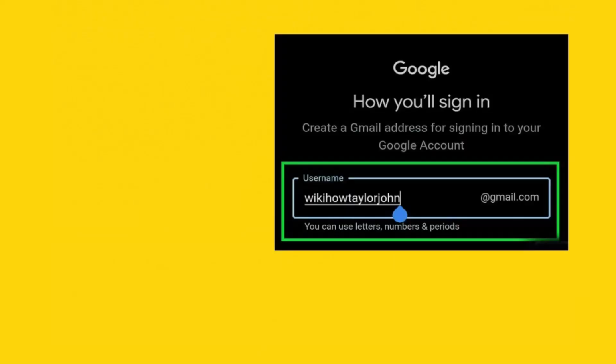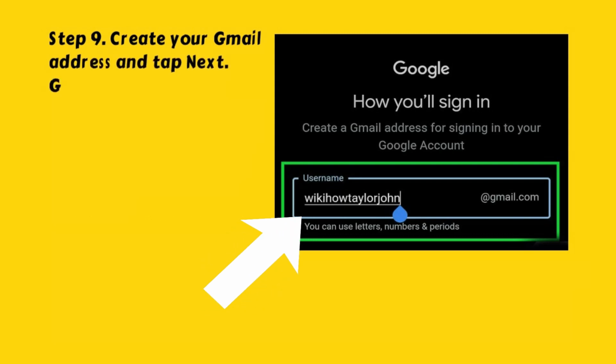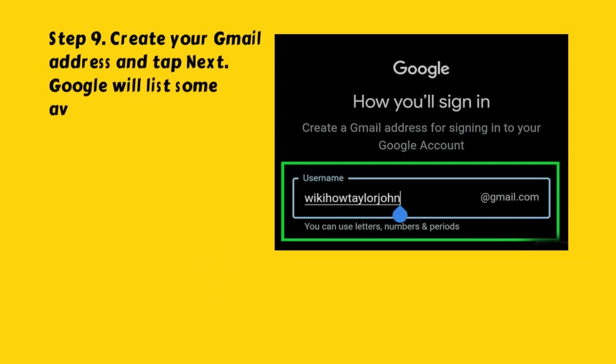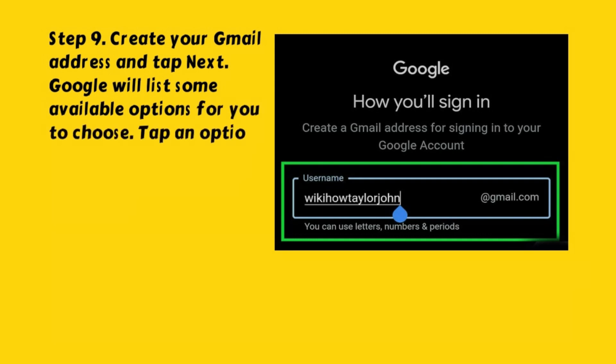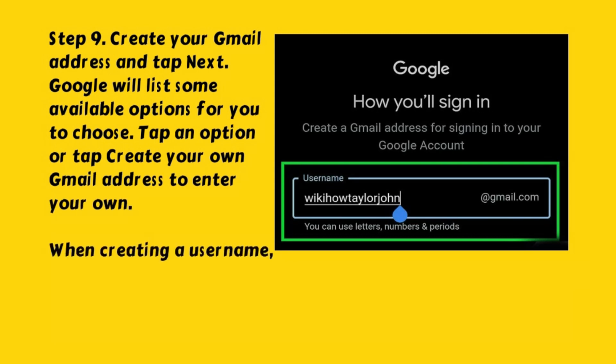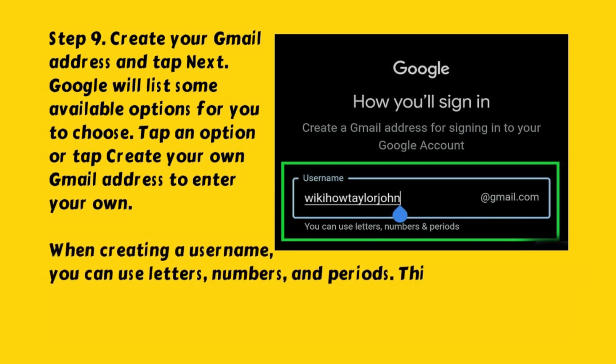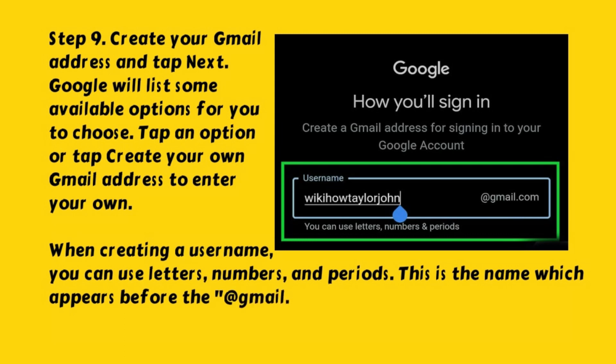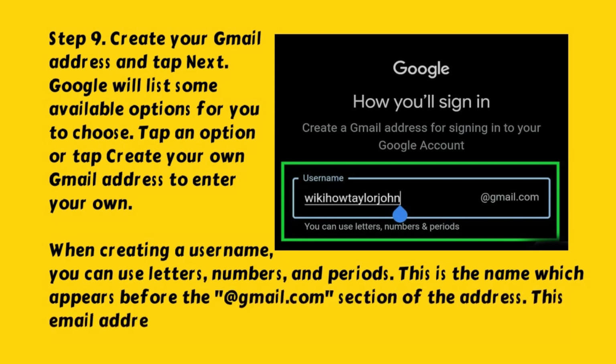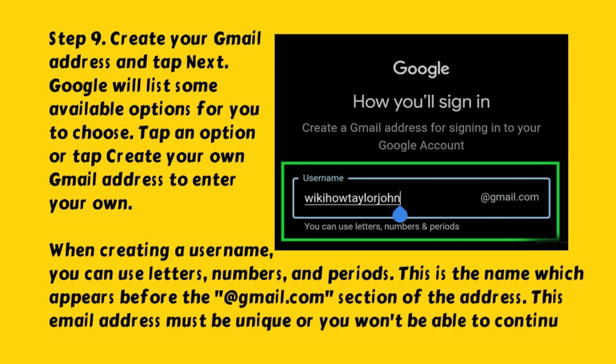Step 9. Create your Gmail address and tap Next. Google will list some available options for you to choose. Tap an option or tap Create your own Gmail address to enter your own. When creating a username, you can use letters, numbers, and periods. This is the name which appears before the @gmail.com section of the address. This email address must be unique or you won't be able to continue.